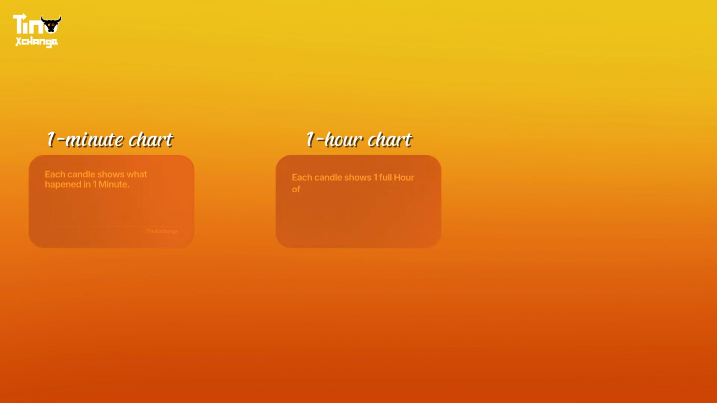The time frame is how much time one candle or bar shows on your chart. For example, on a 1 minute chart, each candle shows what happened in 1 minute. On a 1 hour chart, each candle shows 1 full hour of price movement. On a daily chart, each candle shows the price for 1 whole day.